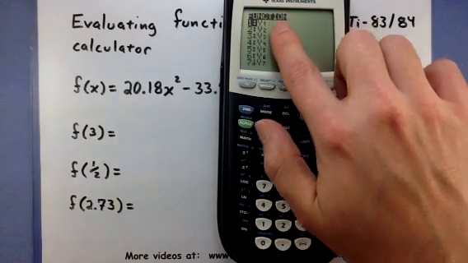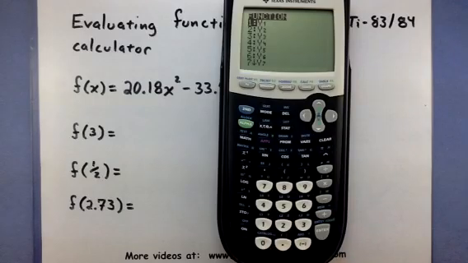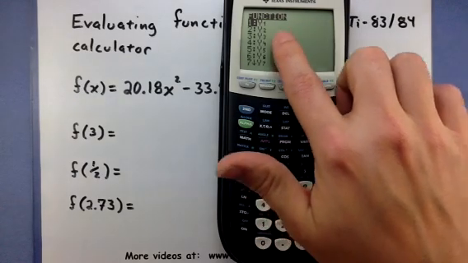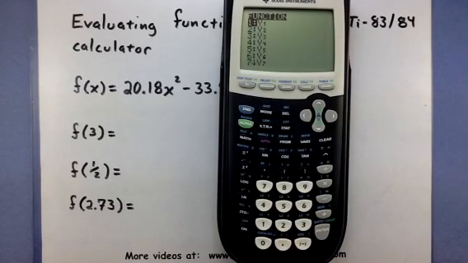Now this will basically give me access to all of my functions that I can store in there, y1, y2, all the way up to I think y9. Right now I only have something stored into y1, so it's selected. Let's press enter. Now that puts it on the screen.